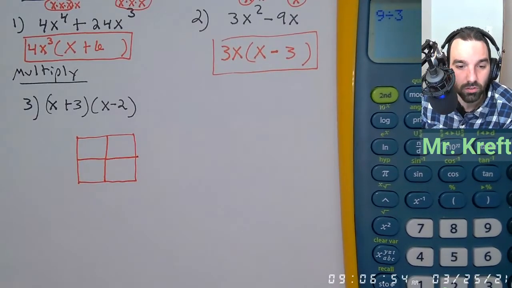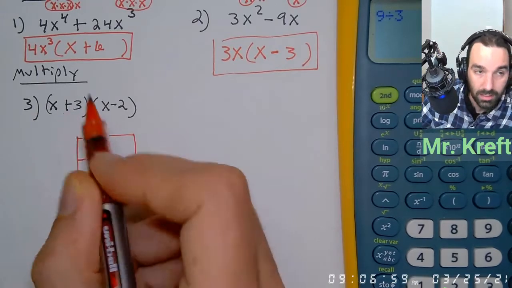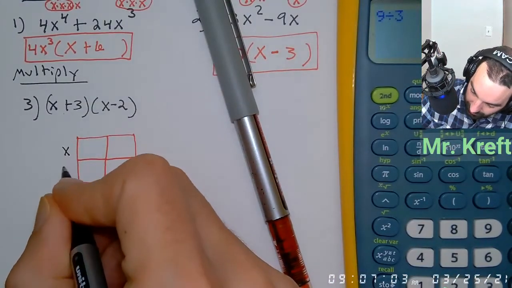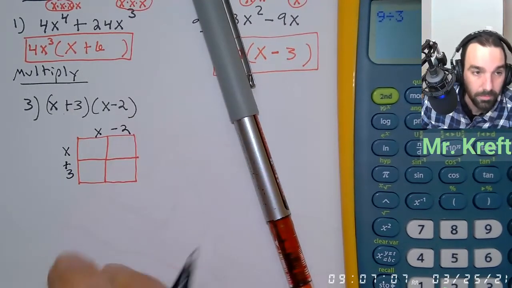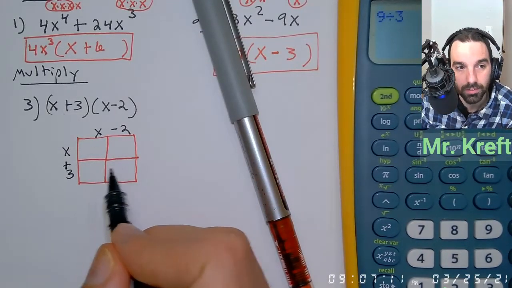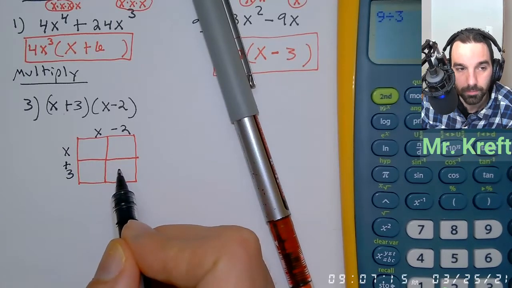Okay, we made a 2 by 2 box. So it doesn't matter where I put these on my box. I just have to put, right? I could have x plus 3 here and x minus 2 up here. But then, do you see how there's 4 small boxes? I'm going to find the area of each small box.